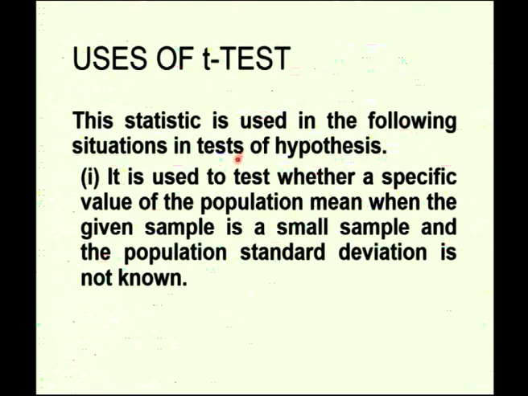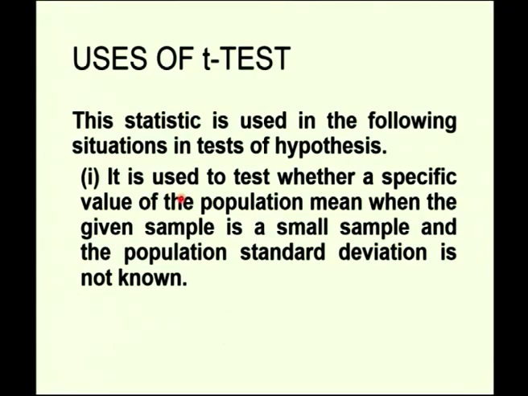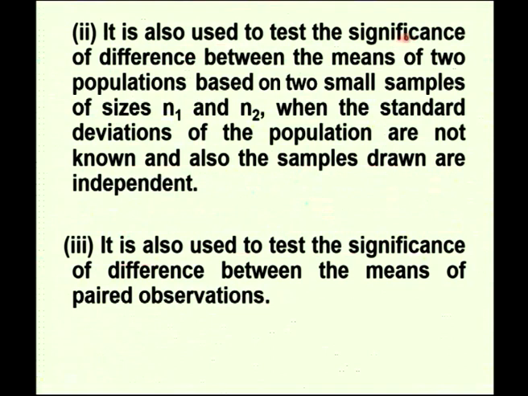Next, what are the uses of t-test? This statistic t is used in the following situations in test of hypothesis. Like large sample Z test is used for testing single mean, difference of means, t-test is also used to test whether a specified value of the population mean holds when the given sample is a small sample and the population SD is not known. It is also used to test the significance of difference between the means of two populations based on two samples of sizes n1 and n2 when the standard deviations of the population are not known and also the samples drawn are independent.